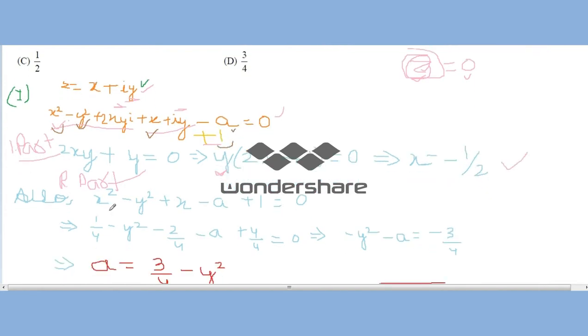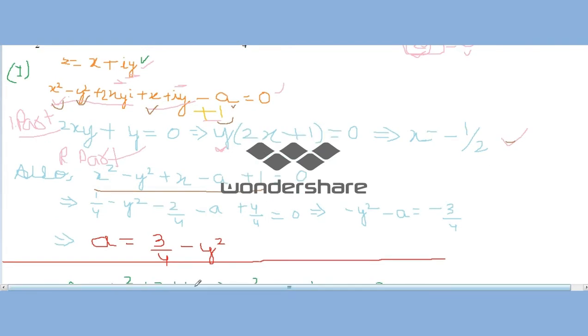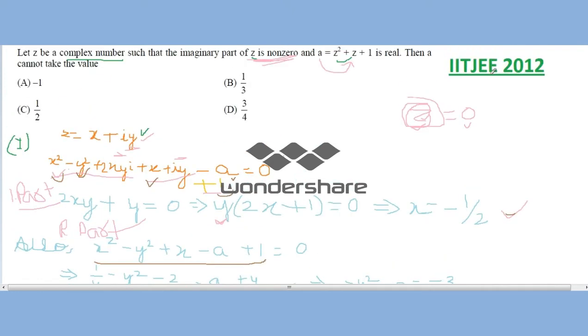Okay, now what we do is we simply got x equals to minus 1 by 2 from here, and we put x equals to minus 1 by 2 here. Okay, we will get this, and from here we will get a equals to 3 by 4 minus y square. Okay, a equals to 3 by 4 minus y square.